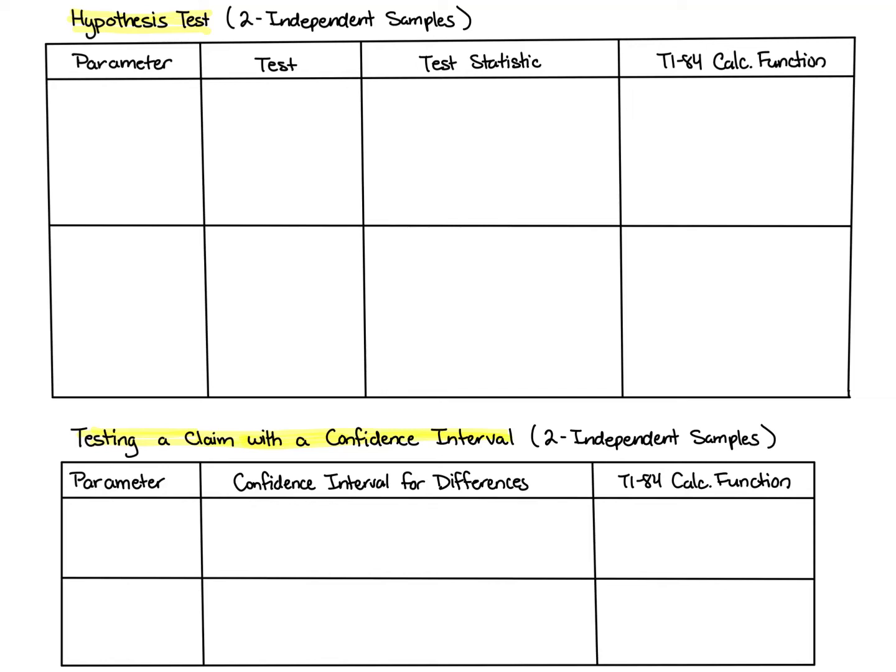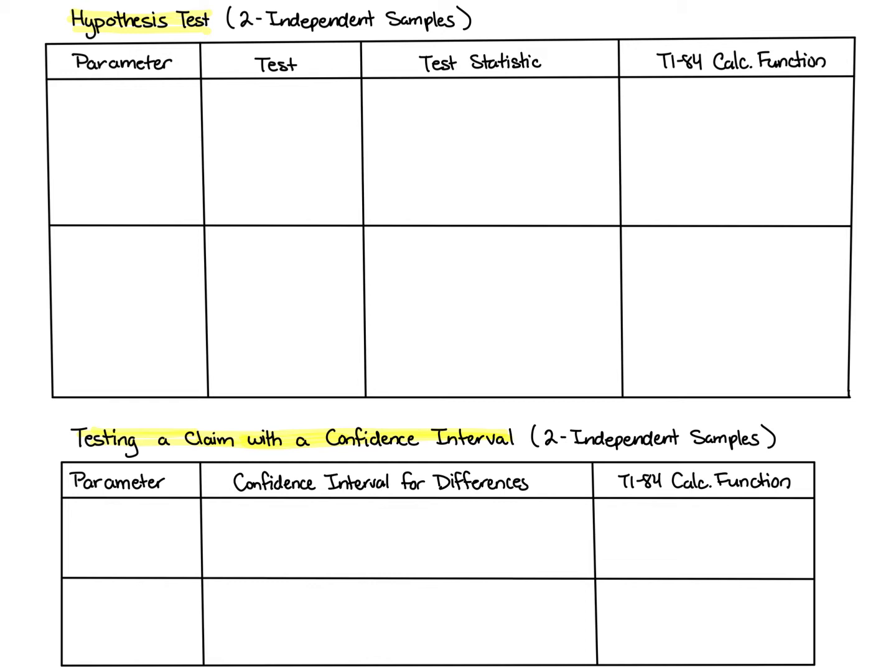Okay, let's break down how to do a hypothesis test when you have two independent samples, meaning when you want to compare the difference between either two population proportions or two population means. So, what is the appropriate test? What is the appropriate test statistic? And then, if you're using your TI-84 calculator, what is the correct calculator function to perform the appropriate hypothesis test?